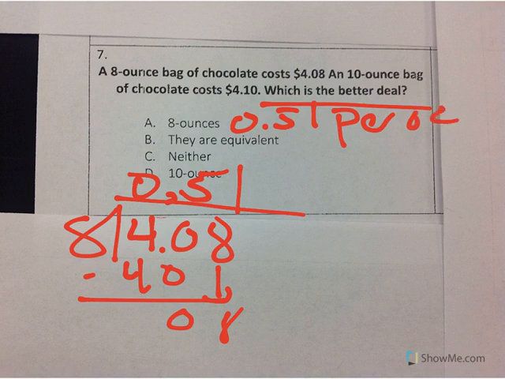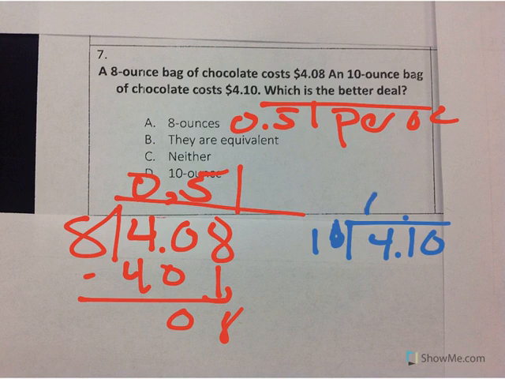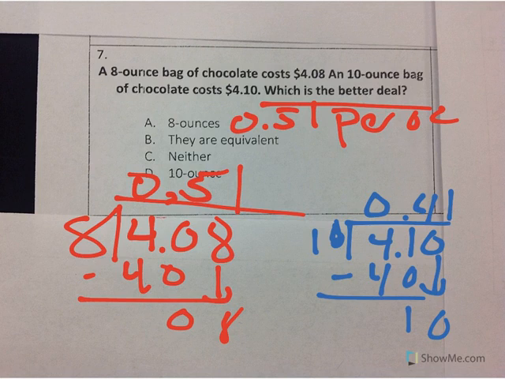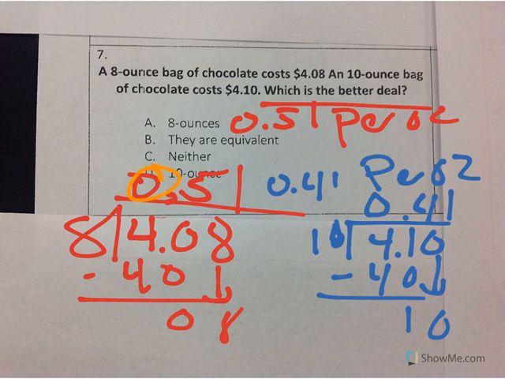The 10-ounce bag, again, best thing to do is probably divide. 10 does not go into 4. 10 goes into 41 4 times. 10 goes into 10 one time. So the 10-ounce bag is 41 cents per ounce. So right there, I know it's going to be D is my answer. And when I look at that, I know it's never going to be B or C because that's basically the same. So if I had to guess, it would be A or D, and D is my correct answer.